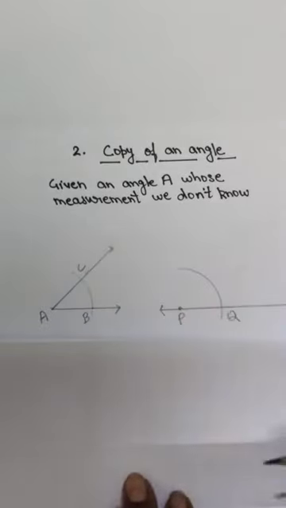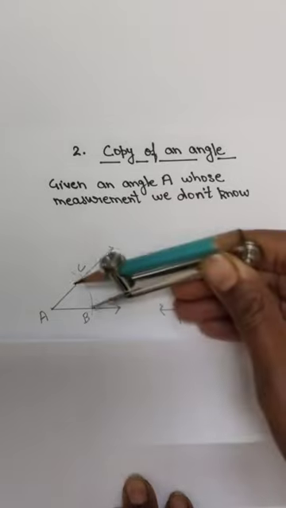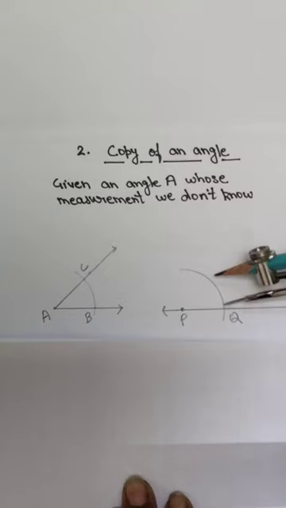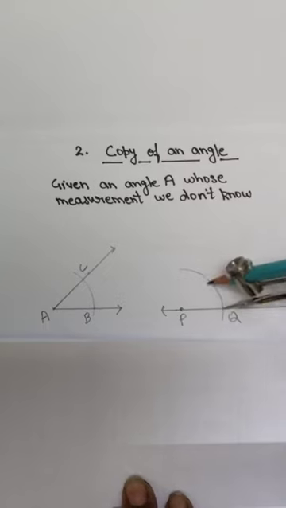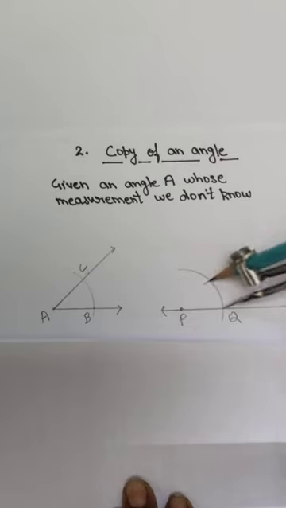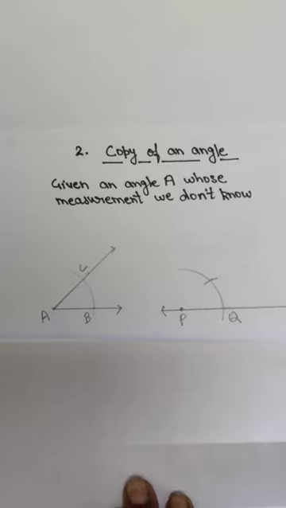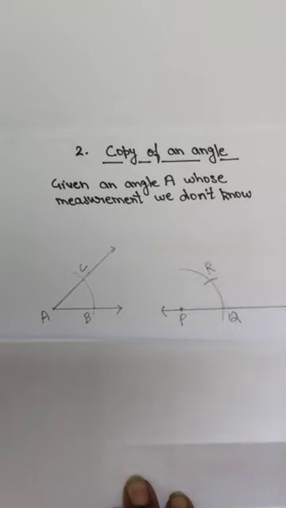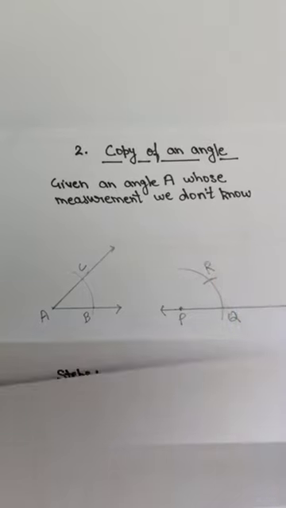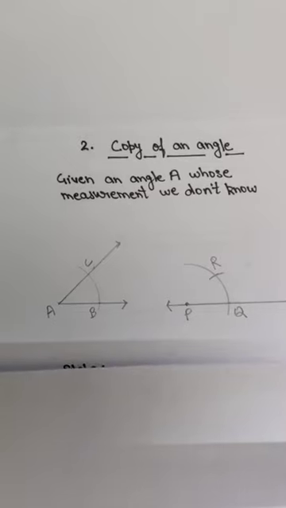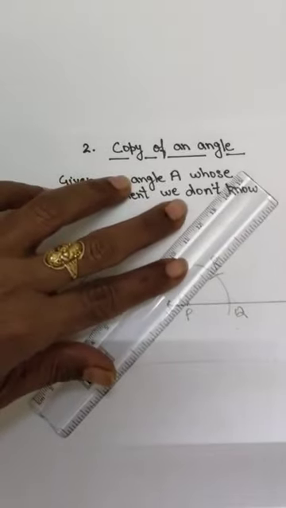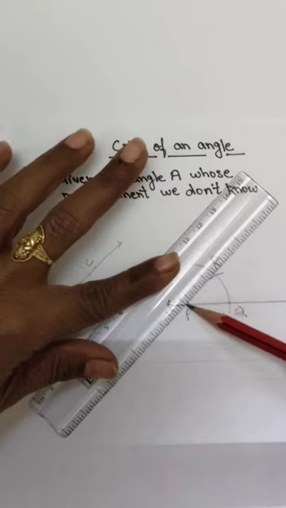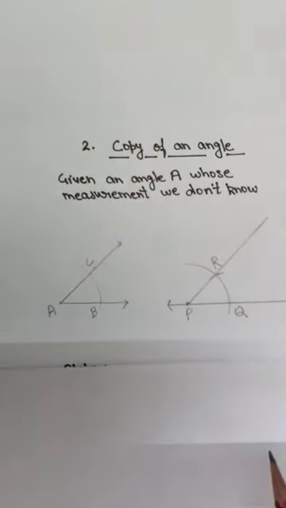Place the pointer of the compass at Q, because we have marked from here B, C. So now we will place our compass pointer on Q and cut this previous arc. It will cut the previous arc at R. Give it the name R. Join PR.